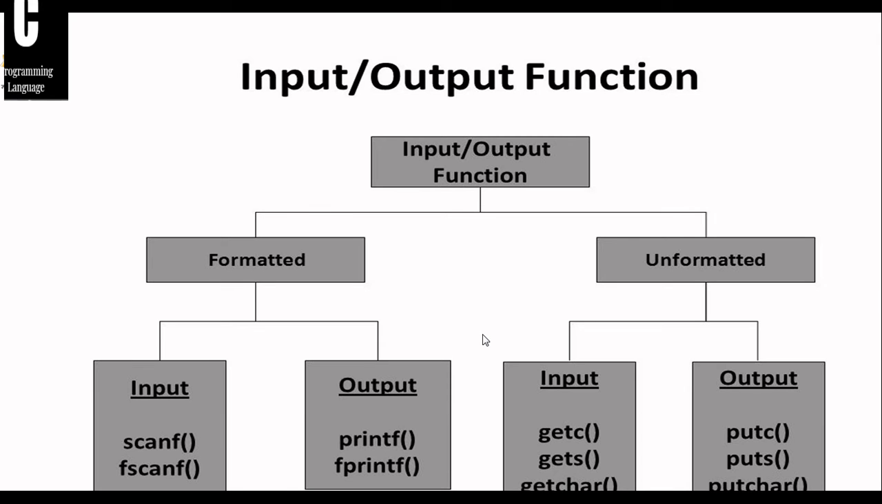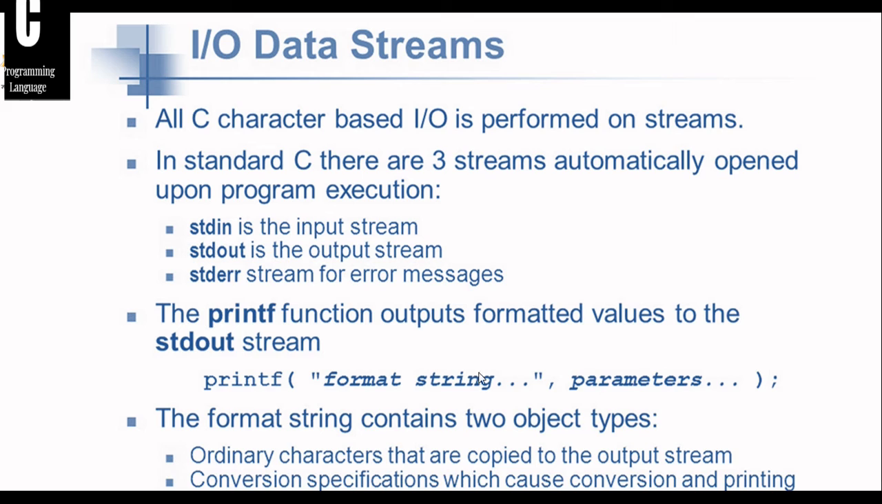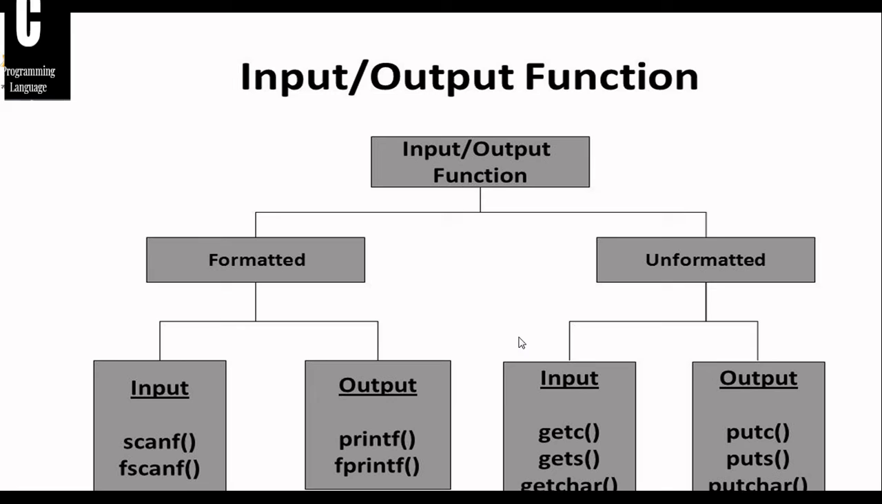Here we are using different input output functions. Some are formatted input output functions and some are unformatted. What is meant by formatted and unformatted? Formatted functions allow the input read from the keyboard or the output displayed on the screen to be formatted as per our requirement. As per your requirement, you can write a format string in double quotes and then the parameters. But in unformatted functions, this is not allowed.